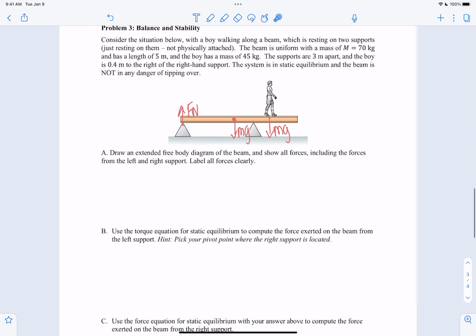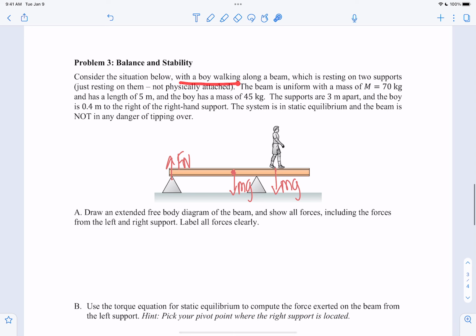It says, consider the situation below with a boy walking along the beam, resting on 2 supports, just resting on them, not physically attached. The beam is uniform with a mass of 70 kilograms and has a length of 5 meters, and the boy has a mass of 45 kilograms.